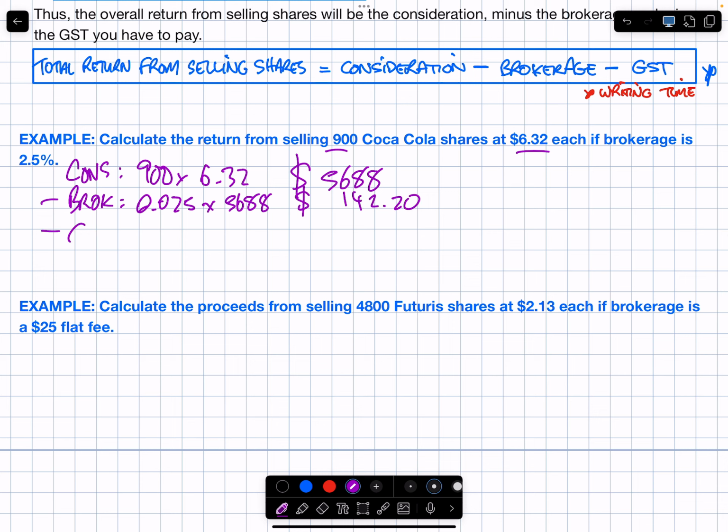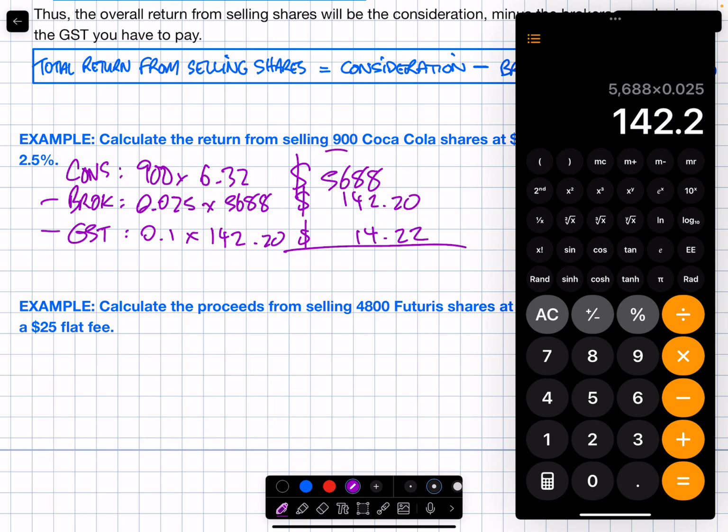Take away GST, which is 10% or 0.1, times the brokerage, which was the service provided. So it's going to be $14.22. You're subtracting. Unlike with buying where I added them vertically, you can't do that. You need to use a calculator for this. So 5688 minus $142.20, minus 14.22.